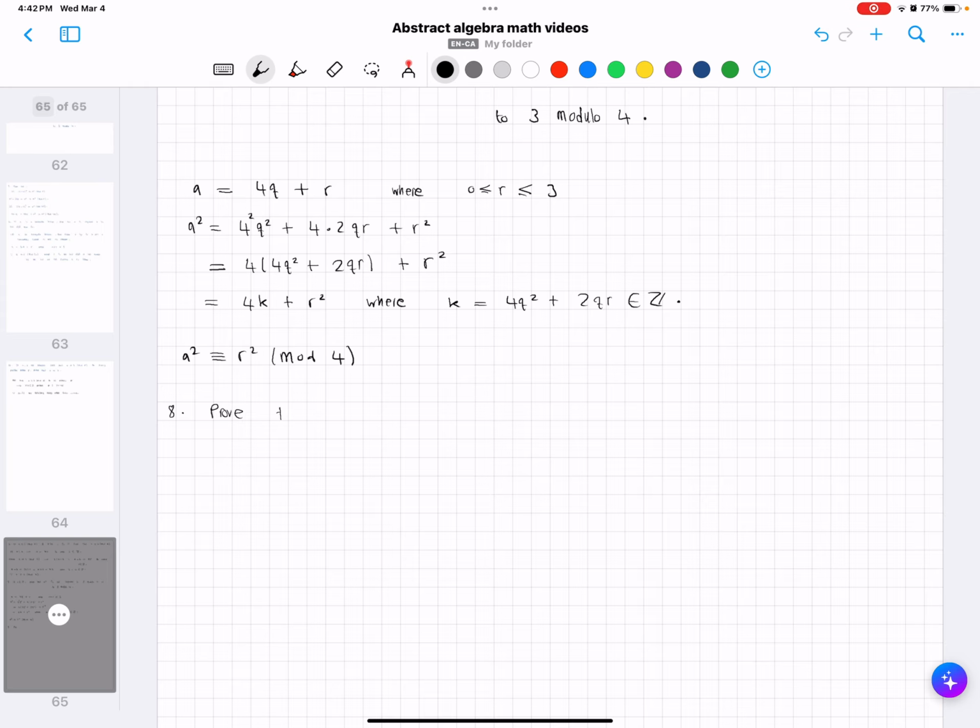So prove that every odd integer is congruent to 1 modulo 4 or 3 modulo 4.